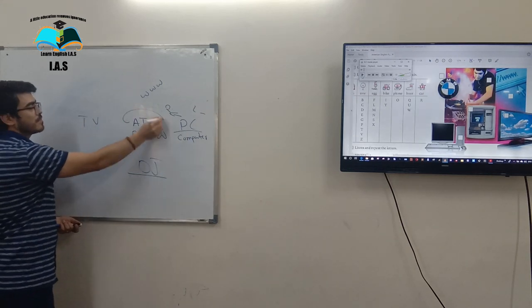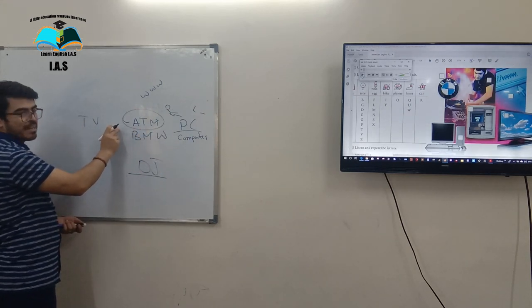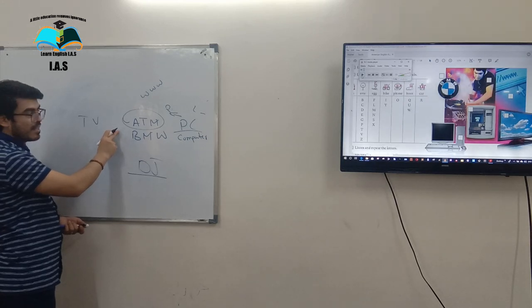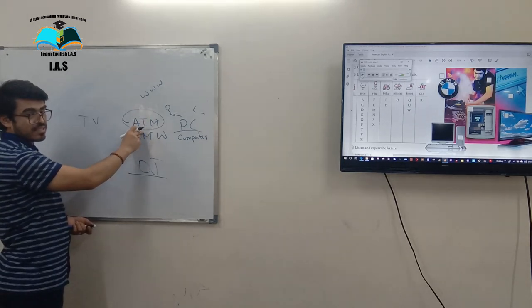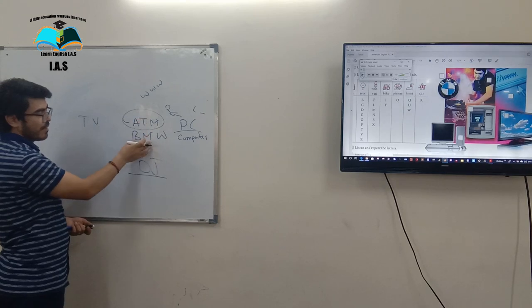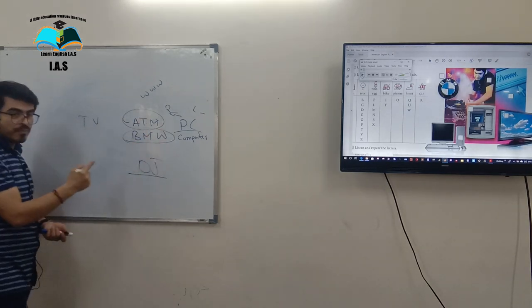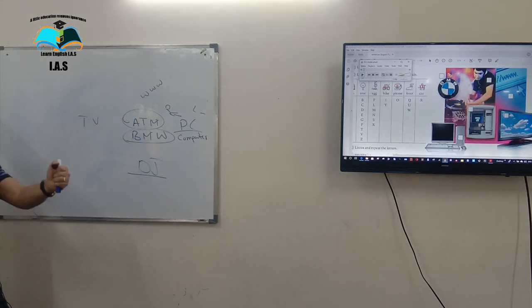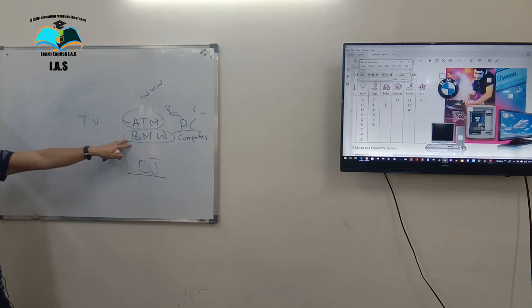Now this is what? ATM machine, this is. Which is used for banks. This is what? BMW. A car. TV? This is TV.